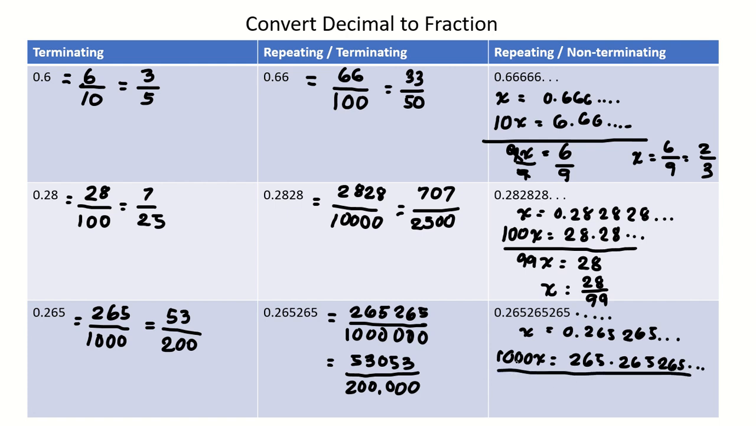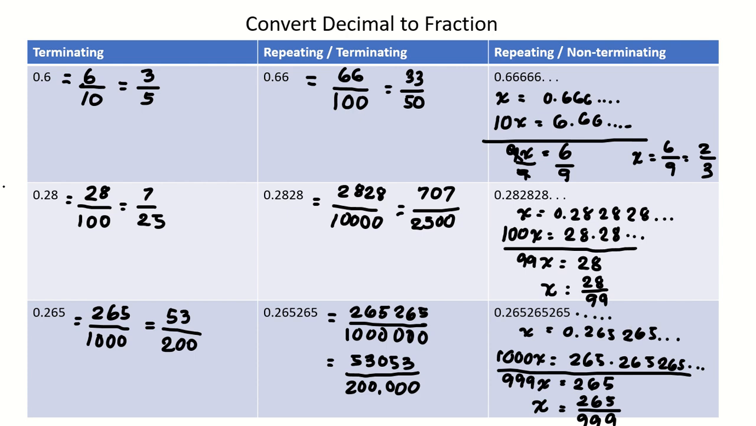So we'll have here 1000x minus x is 999x equals 265. And x is equal to 265 divided by 999. That's how you do it.